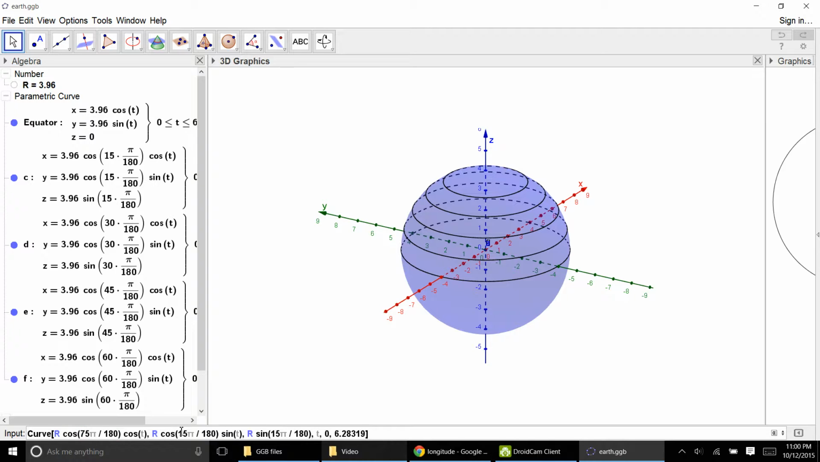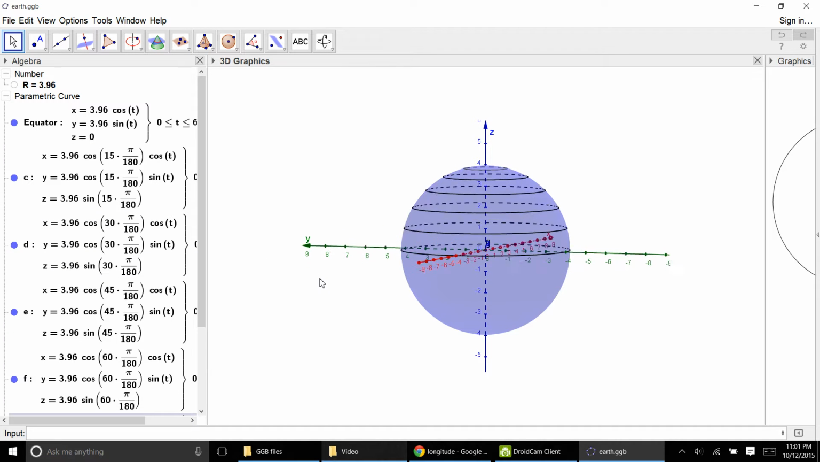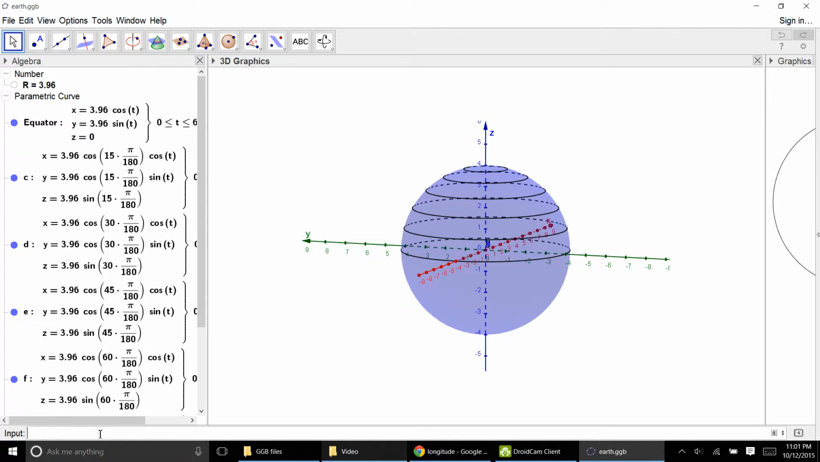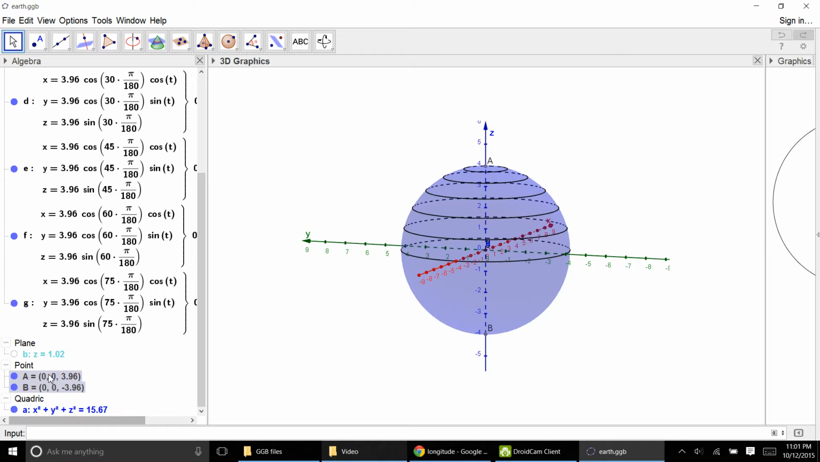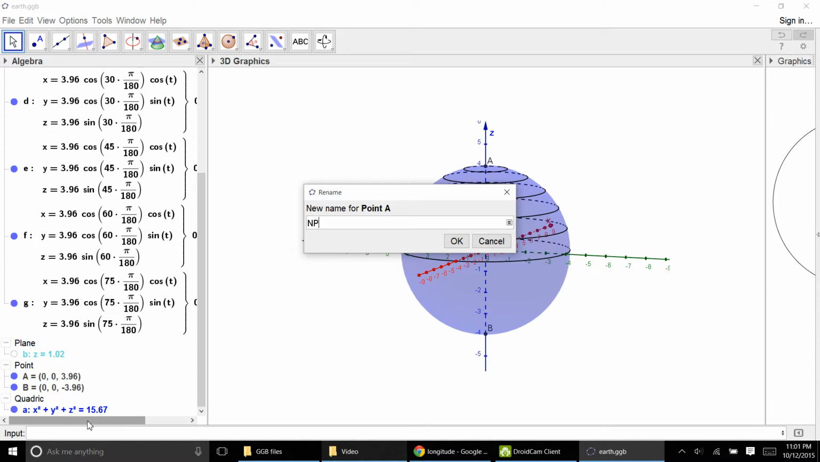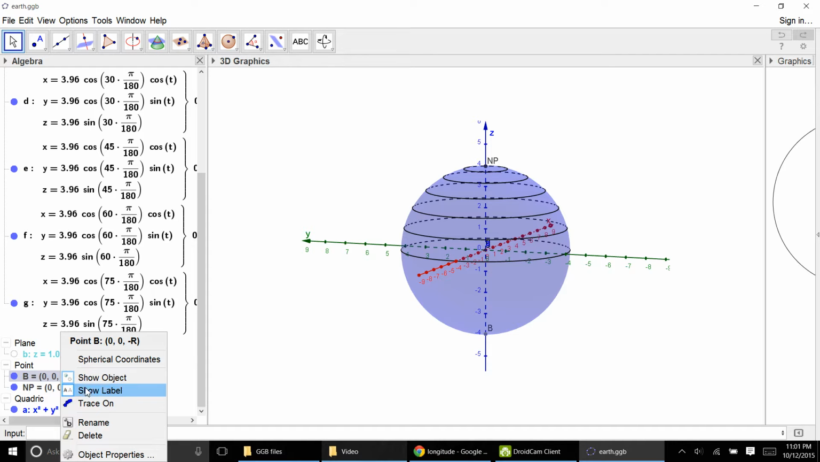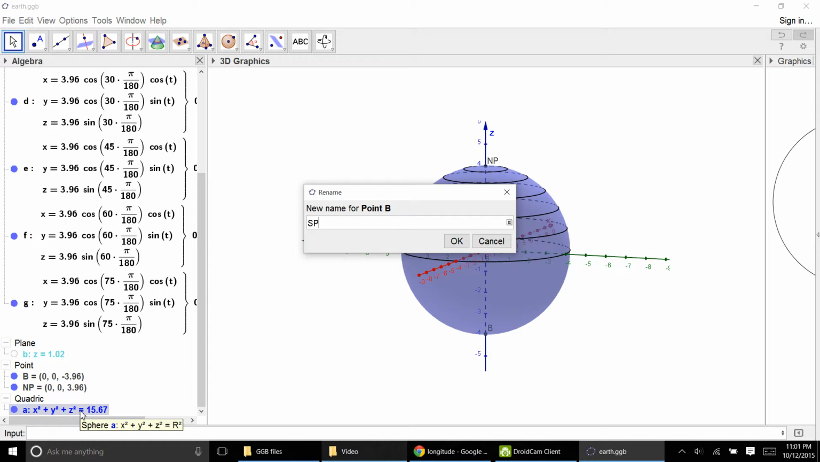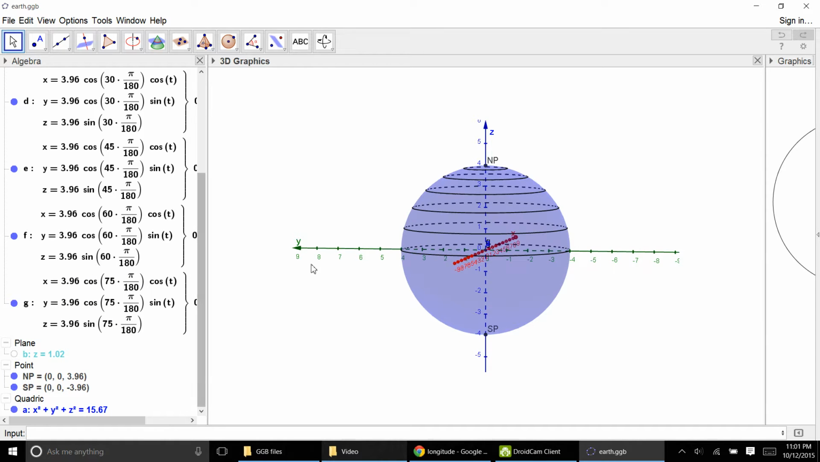And there's no point in doing 90 because then you're just getting the North Pole. Let's go ahead and put the North Pole as a point. So that's 0, 0, R. And then the South Pole is 0, 0, negative R. Okay, so that's the North Pole, and the other one is the South Pole. Okay, so we have the top half.